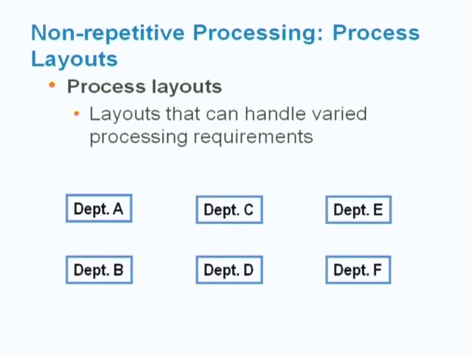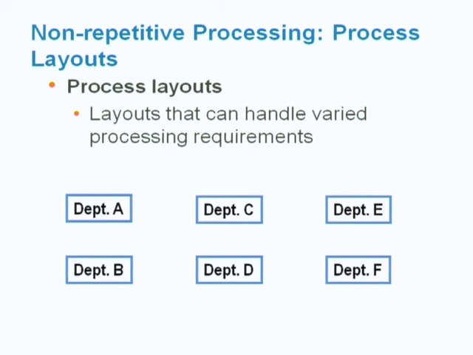The second layout type is the process layout. This is for non-repetitive processing. It's a layout that can handle varied processing requirements. So what does it mean? Varied processing. Students, look at this slide.